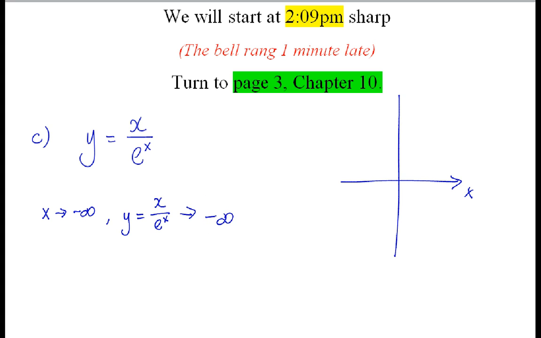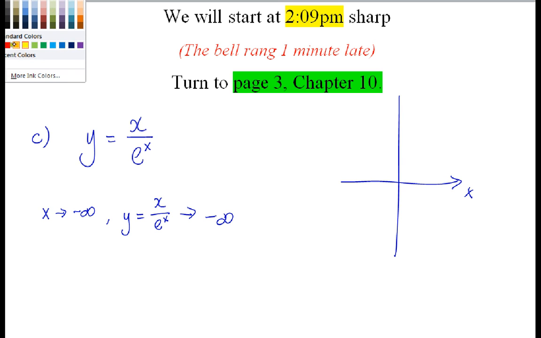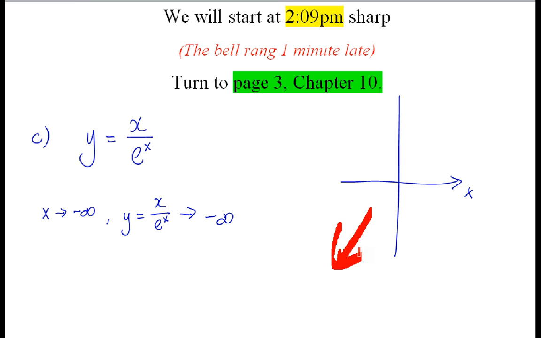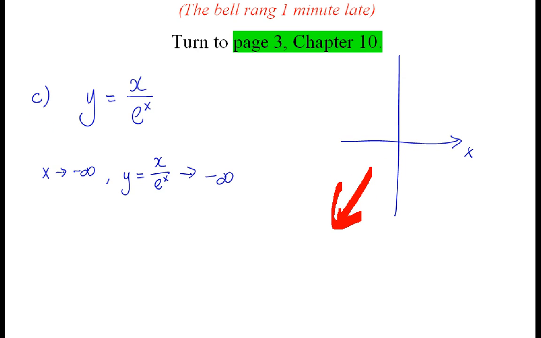So the general trend of my graph is this way. That means as x tends to negative infinity, y tends to negative infinity. So far, so good. Now, next we want to see, as x becomes positive infinity, what happens? x tends to positive infinity, y, which is equal to x over e to the power of x, tends to what? This is tricky.